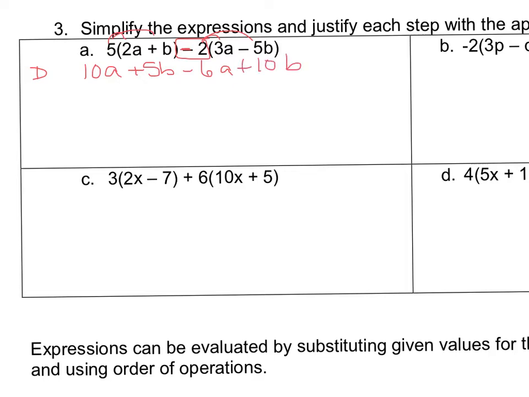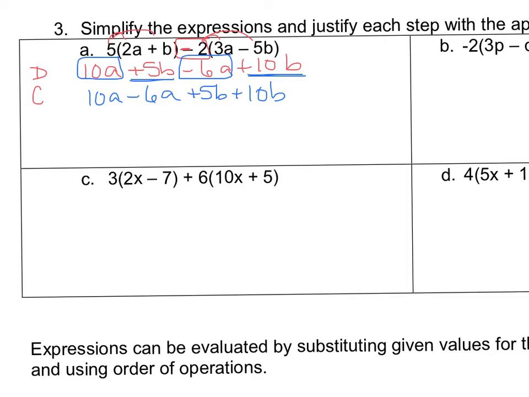So now I have done the distributive property. I'm going to do commutative property now, so I'm going to move things around so that the a's are by each other. So I have this a and this a. See how I boxed in the negative there? Then I have this b and this b. So 10a minus 6a plus 5b plus 10b. So I didn't actually do anything but reorder these a little bit.